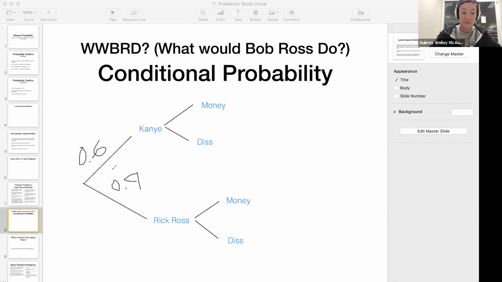And so with every branch, or with every section of the tree, the branches are going to sum up to 1. So just like here, within the Kanye world, these branches are going to sum up to 1. So 80% money, 20% diss, adds up to 1. This adds up to 1, and then this must also add up to 1. So with Rick Ross, it's 35% money and 65% diss.